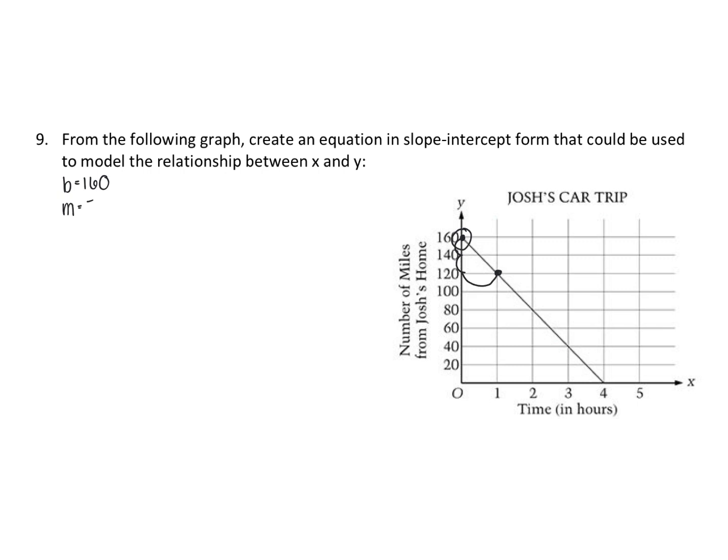That means our rise is negative 40 over our run of 1, which means our slope is negative 40. So our equation would then be y equals negative 40 times x plus 160.